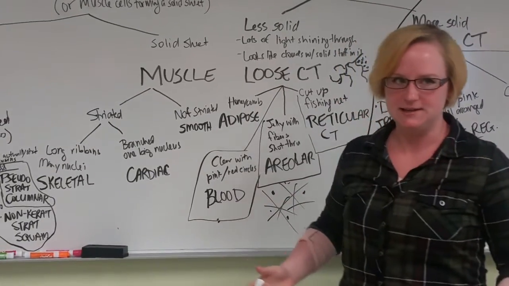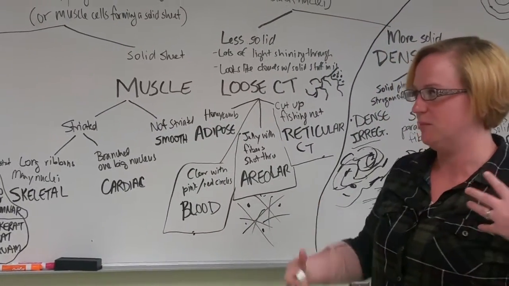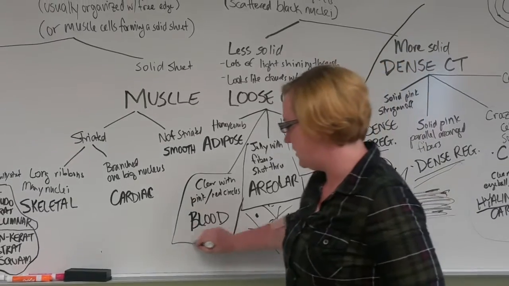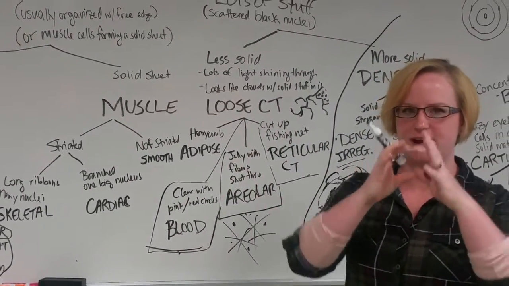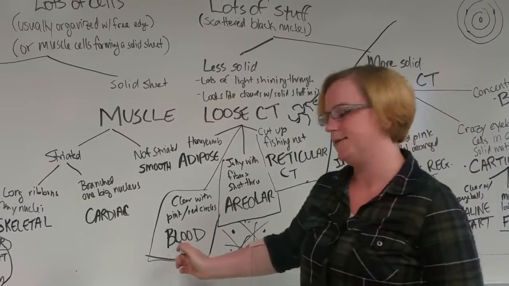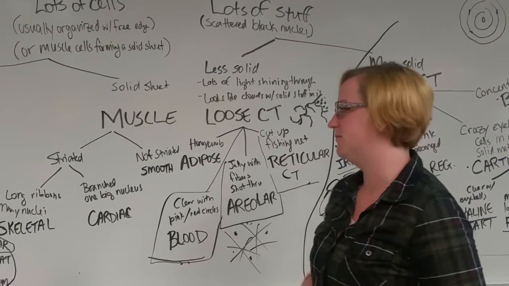Blood does connect the entire body, obviously. Blood permeates your entire system. So if you look in the microscope and you see something that looks like clear space with a bunch of red circles or pink circles, you're looking at blood. That one's very easy to identify.